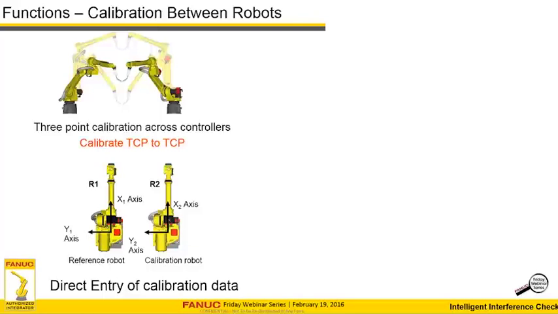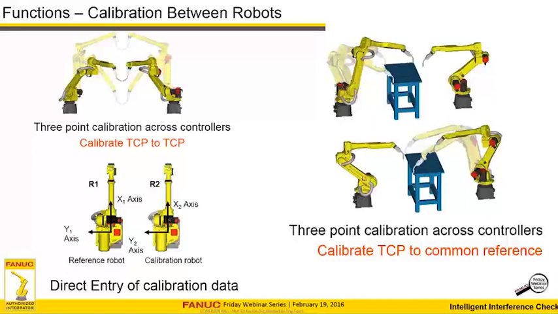And the other method, which is my preferred method, is 3-point calibration across controllers using a common reference. So the corners of this table, for instance, are points 1, 2, and 3. And then on the other robot, you will touch those same corners, 1, 2, and 3. And once you do that, they're able to calculate their relationship to one another, and calibration is complete.